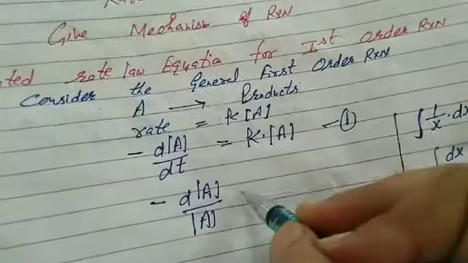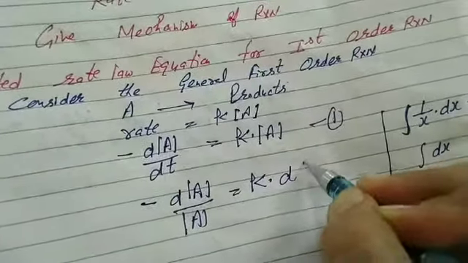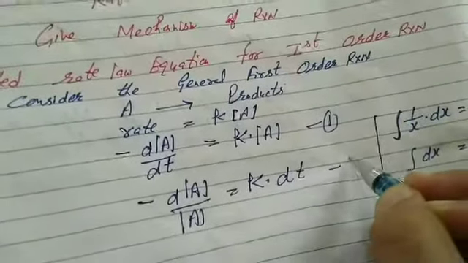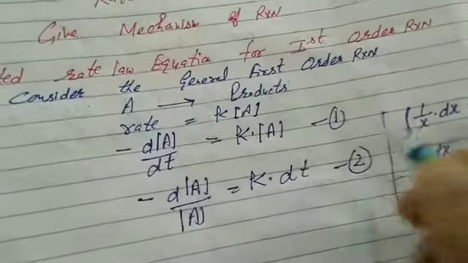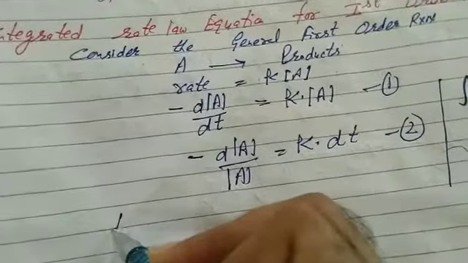Concentration terms on left side equals K into dt. That's equation 2. Step by step, please try to understand. After this, next, integrating equation 2 without limits.